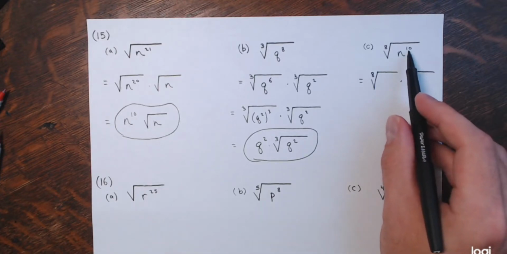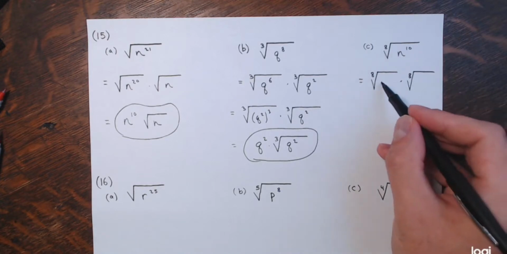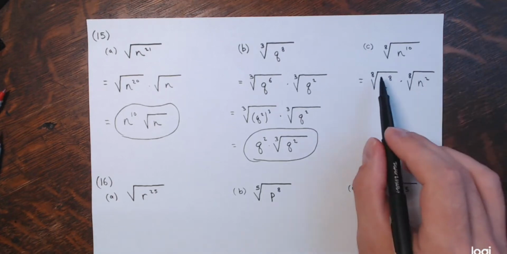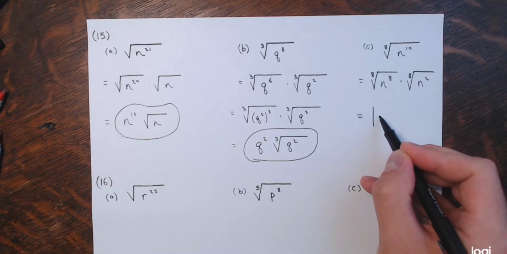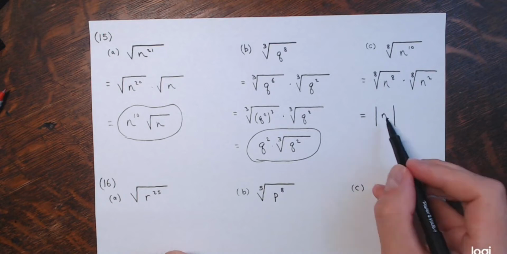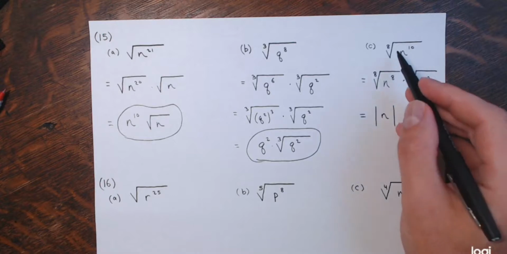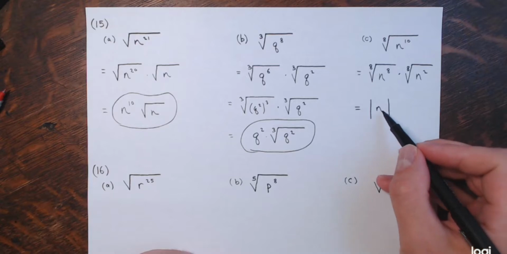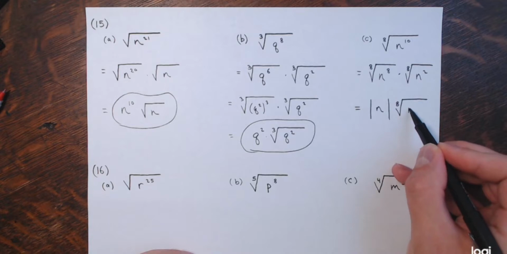n to the 10th, 10 is not a multiple of 8, but 8 is, right? So I can break that up into n to the 8th times n squared, right? That'd be n to the 10th. Here I have an 8th root of an 8th power, so that's just n, but the absolute value of n. Remember, with even roots, you should be using absolute value symbols when necessary. And it is necessary here, right? n to the first power can be negative and I don't want it to be. This symbol means I want the positive 8th root, or the principal 8th root. So I have the absolute value of n times the 8th root of n squared.